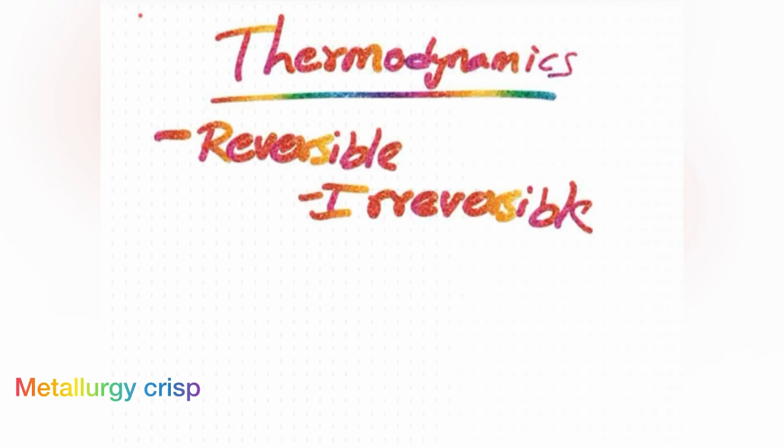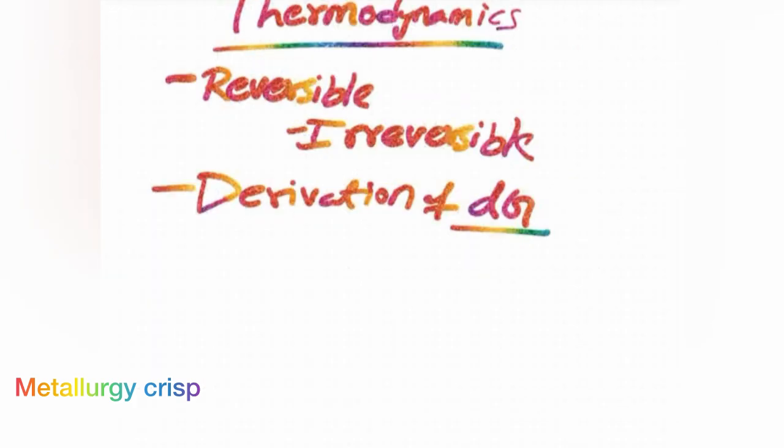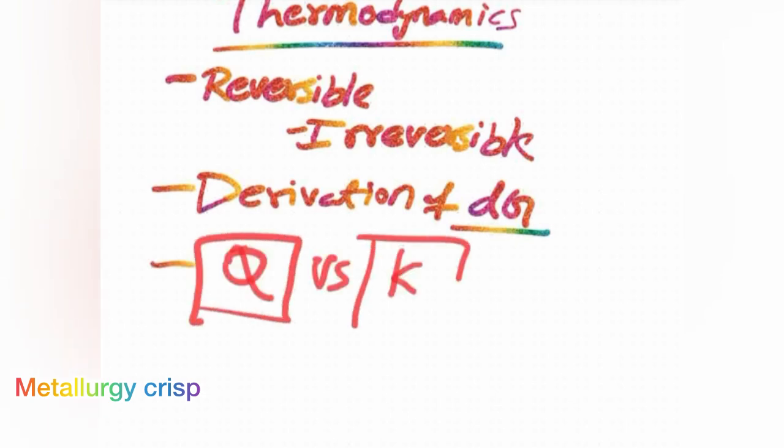Then the next interviewer started thermodynamics. What are reversible and irreversible processes? And the free energy change in the reversible and irreversible processes. Derivation of dZ in case of reversible and irreversible processes. What is the relation between reaction quotient and equilibrium constant? Derive the relation. And how does this relation help in defining the spontaneity of a reaction?